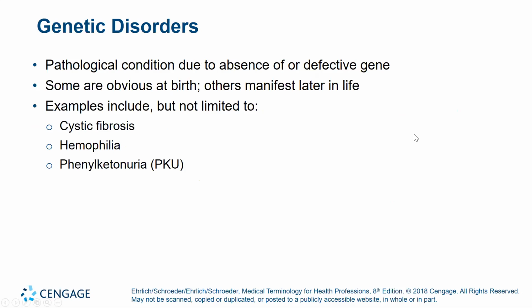We have genetic disorders. It's also known as a hereditary disorder. Some examples include, but are not limited to, cystic fibrosis, hemophilia, or PKU. Some are obvious at birth, others manifest later in life. So these genetic disorders are pathological conditions due to absence of or a defective gene.